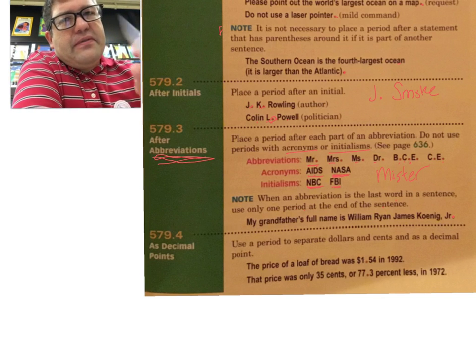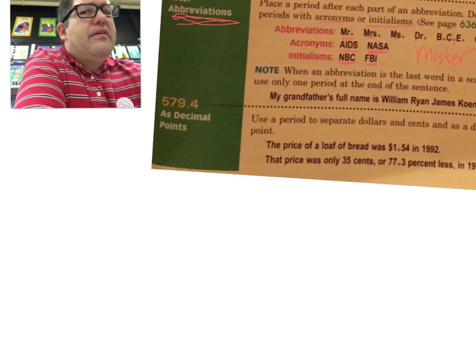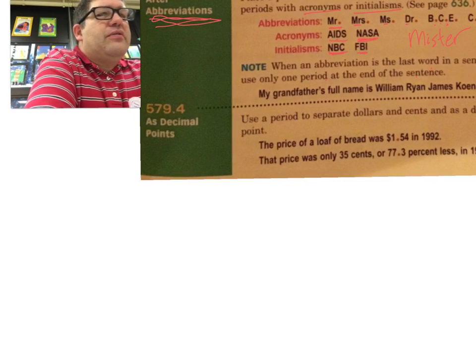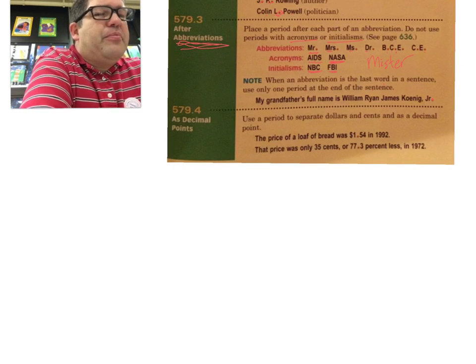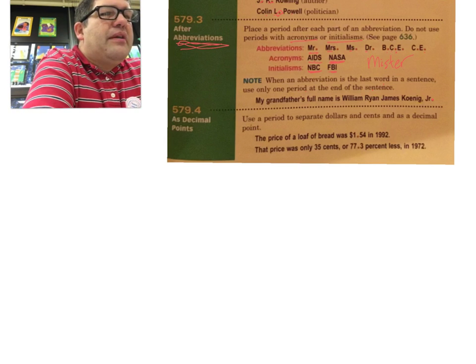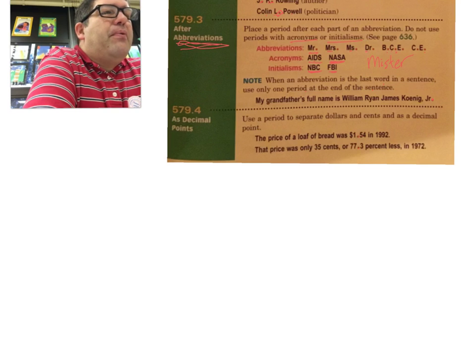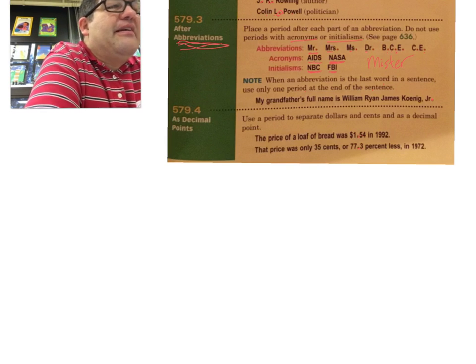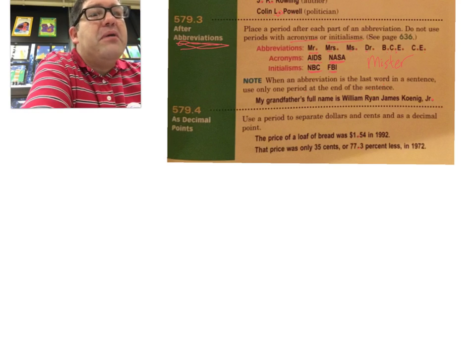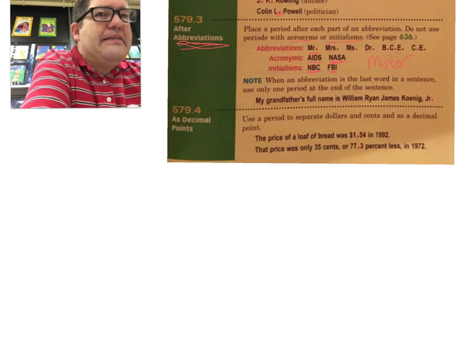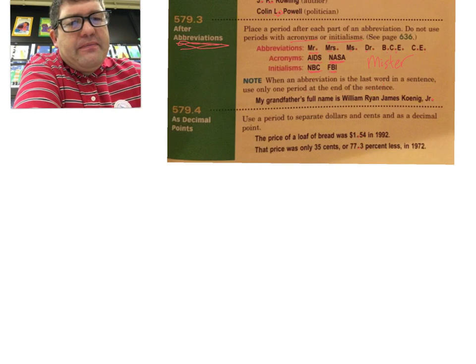And then finally, on this page at least, you have decimal points. So you're going to use a period to separate dollars and cents, and as a decimal point. The price of a loaf of bread was $1.54, so you use a decimal right there. The price was only 35 cents, or 73.3% less in 1972. So when you're using it as a decimal point, it's a point, and as in money, you use it to separate dollars and cents. Okay? All right.